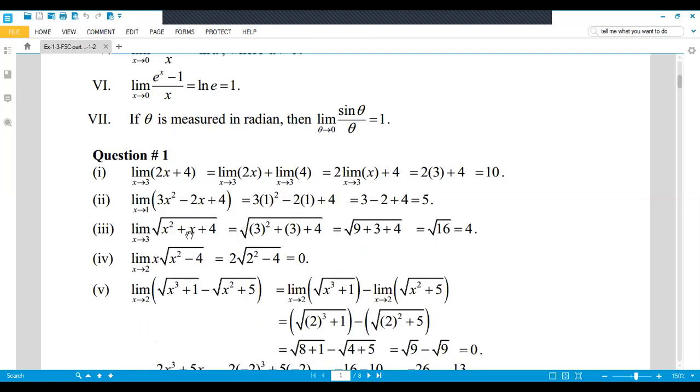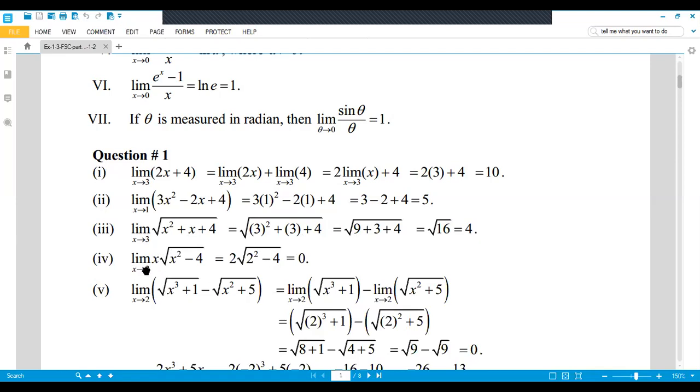Now here, when you apply the limit in the under root, limit x approaches 3. So where you find x in the question, there you put 3. So 3 square in place of x, 3, and then plus 4. So 3 square is 3 3s are 9, 3 as it is, plus 4. Now you add that. 9 plus 3 is 12, 12 plus 4 is 16, under root 16 is equal to 4.